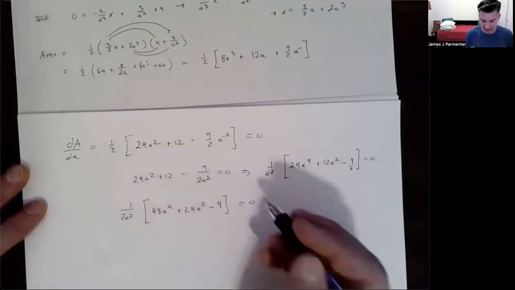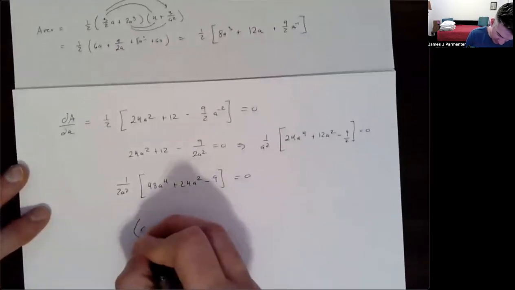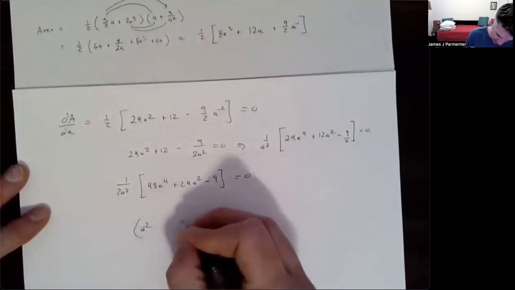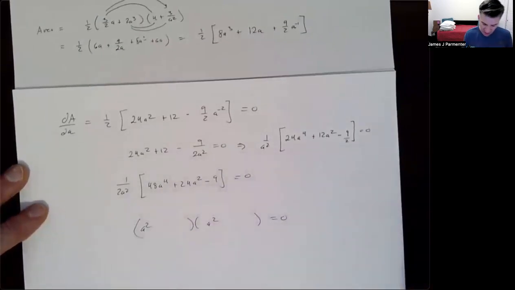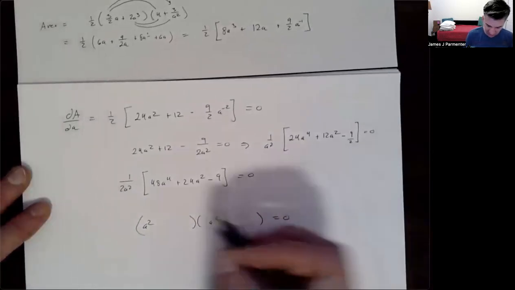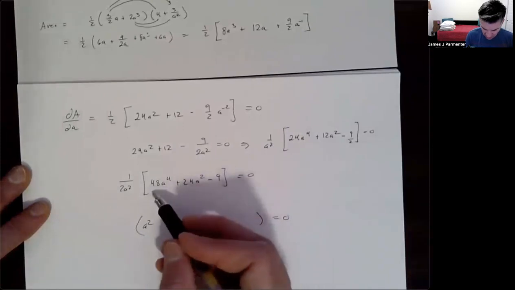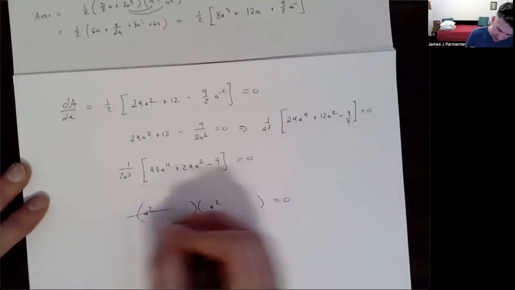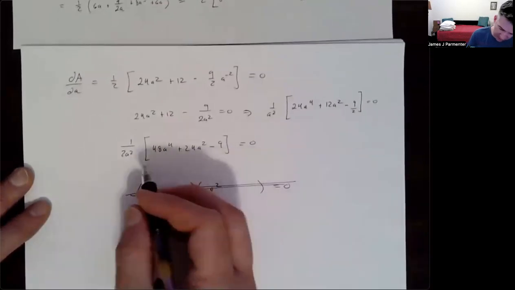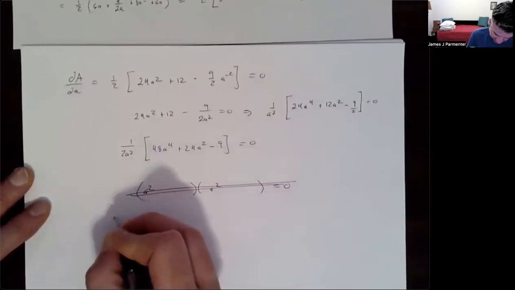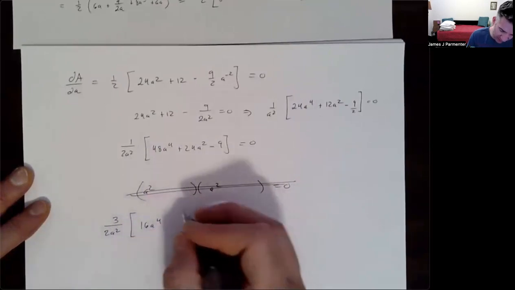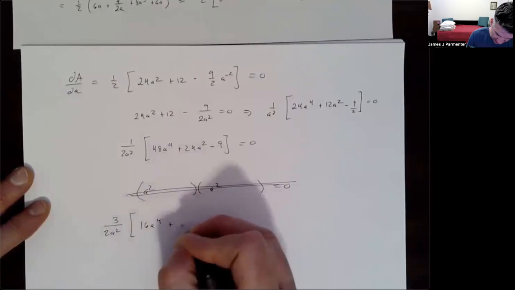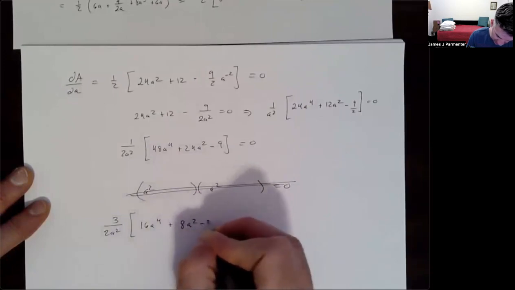And I'm going to try and factor this. It's going to be something a squared times something a squared. I'm looking for numbers that multiply. Oh, I could have factored out a 3. Sorry for all the sorries here, this problem's a little bit gnarly. Let's factor out a 3 as well. So I've got 3 over 2a squared times 16a to the 4th plus 8a squared minus 3. Oh, this is looking much nicer.